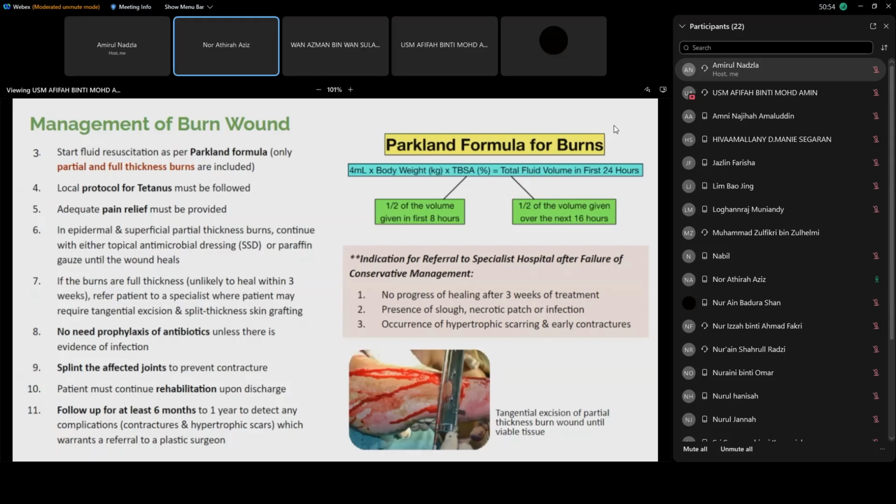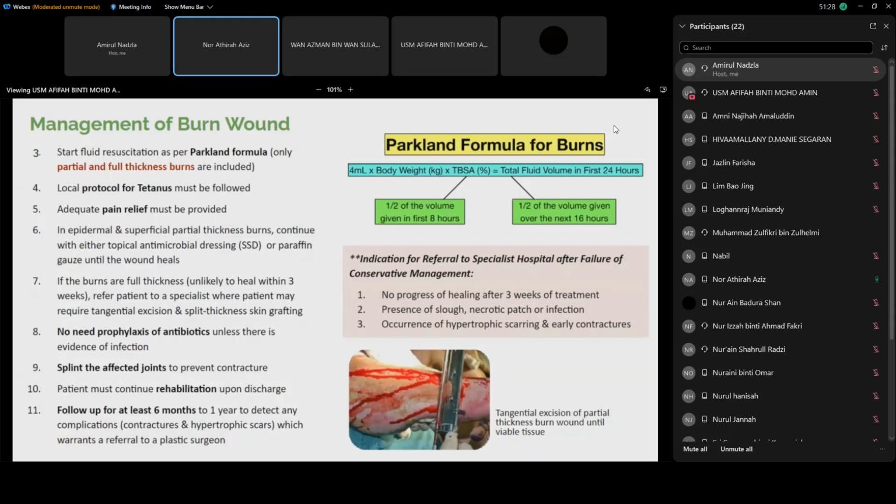And then we follow the local protocol for tetanus and give adequate pain relief to the patient if needed. In epidermal and superficial partial thickness burns, we continue with either topical antimicrobial dressing, SSD, or paraffin gauze until the wound heals. And if the burns are full thickness, which are unlikely to heal within 3 weeks, we refer the patient to a specialist, where the patient may require tangential excision and also skin grafting.